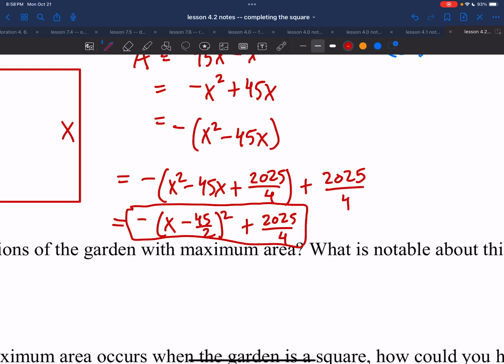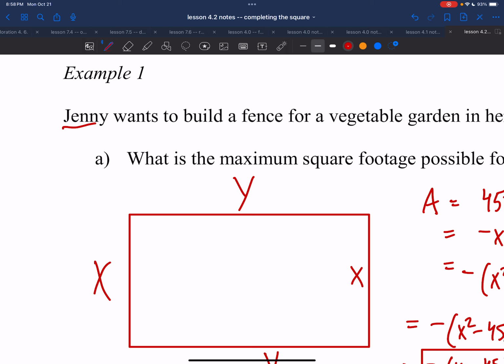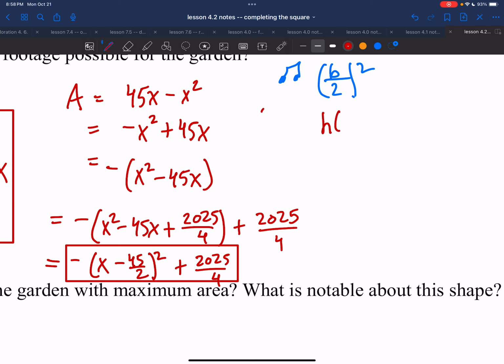And so you go to, what's her name, Jenny? Okay, you go to Jenny. You say, Jenny, I found vertex form of this equation. And she says, big whoop, what's the maximum square footage, guy? I say, look, Jenny, look. Here's how you can do this. Vertex form tells you the vertex, h, k, right? So I know that the vertex is at 45 over 2, comma 2025 over 4.